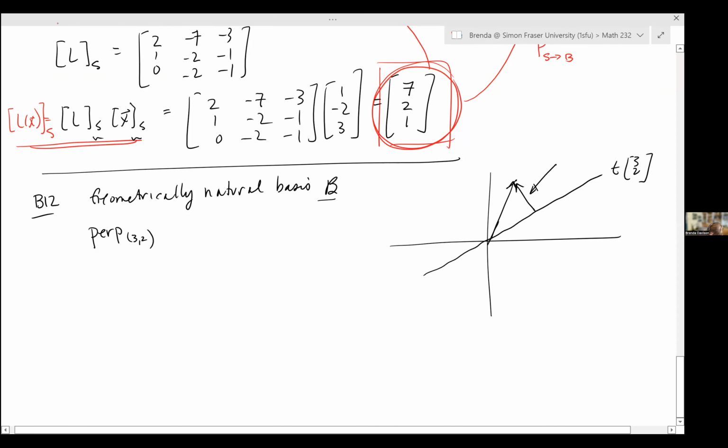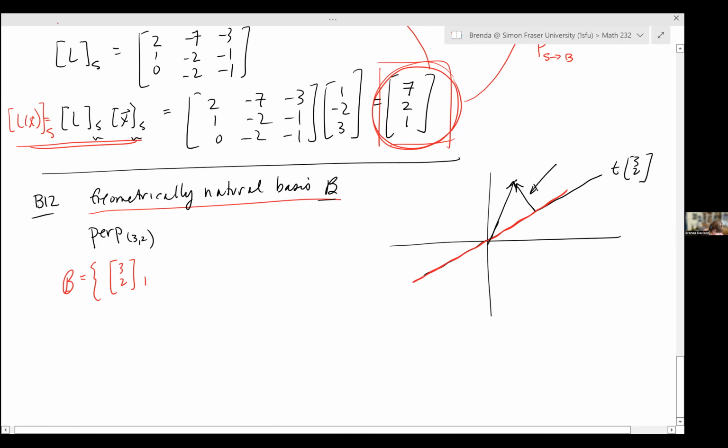It makes sense to have one of your basis vectors right along here, because that's the line that you're projecting onto. So I'm trying to pick a geometrically natural basis. I'm projecting onto this line, so why don't I put one of my basis vectors right along that line? So my first basis vector is going to be (3, 2).